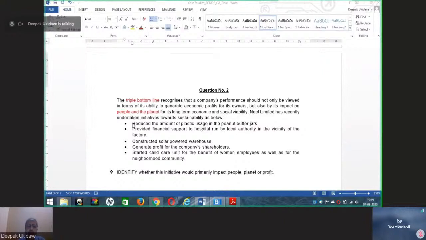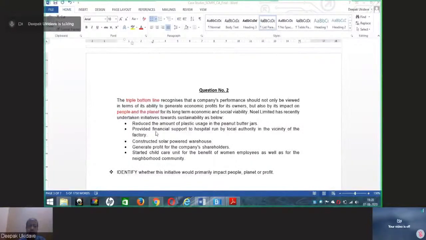So the first example I have given is: reduce the amount of plastic usage in the peanut butter jars. I will give you 1 minute's time to write down against this. Many companies are reducing the use of plastic in their manufacturing process and packing style, because plastic is banned in the country, in the long-term interest of the environment. So nowadays you will get butter jars or bottles which are glass bottles, so that you don't make use of plastics. And the use of pouch bags, where plastic used to be used on a large scale, is done away with or reduced by most of the companies. Yes, you are right. That is what is protecting the environment. So you are taking an initiative which will impact planet. So the answer is planet over here.